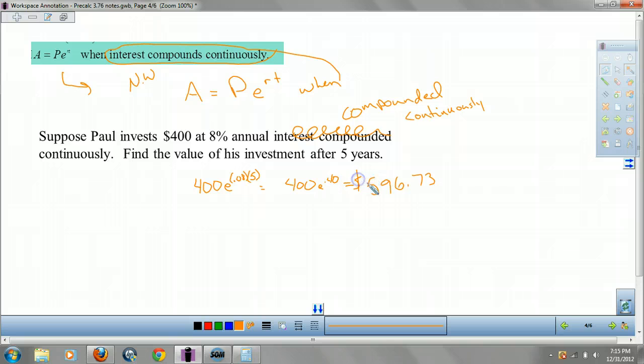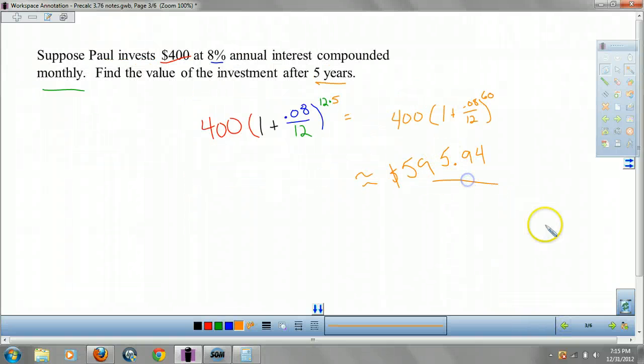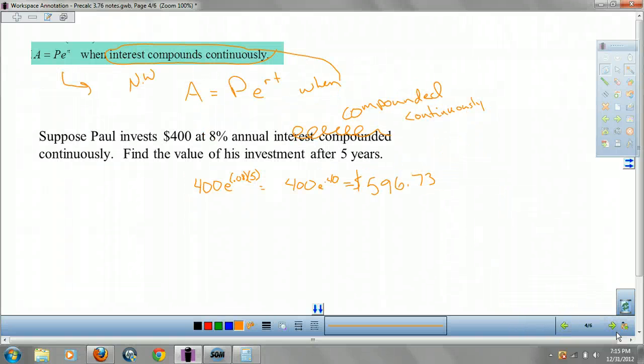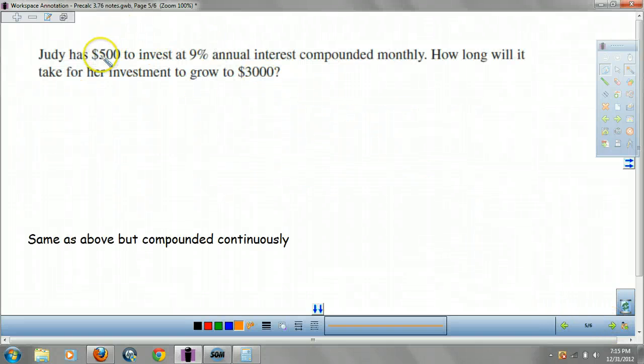$596.73. Now back in the 90s, a lot of banks said, we compound continuously. And our banks are like, well, we only do it monthly. But you can see here the difference is about $1. Okay, even less, 80 cents. So it's not that big of a deal, guys. This is a big problem. This is a huge problem.